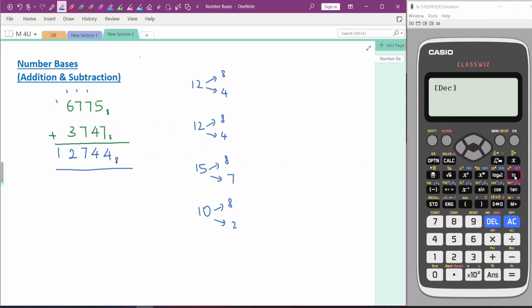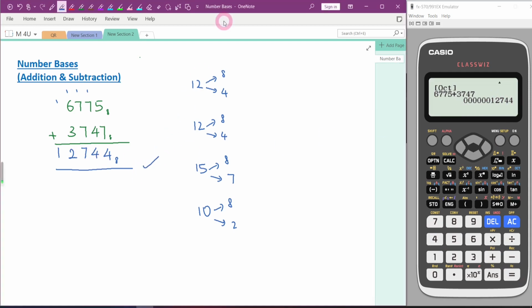Okay, so let's say if you want to use your calculator to help you calculate this, what you need to do is just press octal number. Let your calculator know that now you are calculating the addition between two octal numbers. So 6775 plus 3747 and press equal. Okay, this is our answer, 12744, correct.